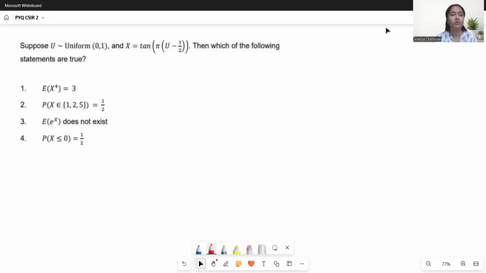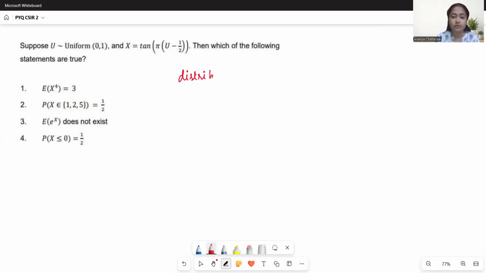Hello everyone. So today we are going to solve a problem that is given. Suppose u follows uniform 0, comma 1 and x is equal to tan pi u minus half. Which of the following statements given below are true? Now at first what we will do is we will find the distribution of x.